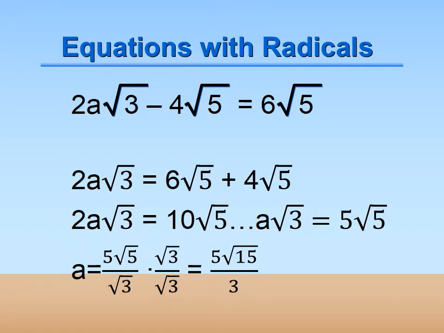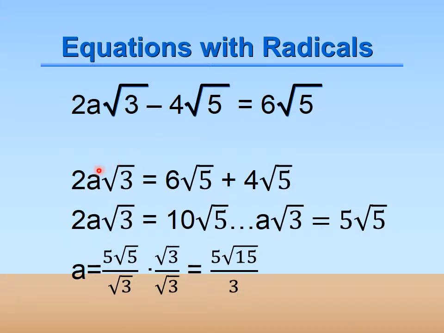2a square root of 3 minus 4 square roots of 5 equals 6 square roots of 5. So remember, I'm trying to get a by itself. And just like any two-step equation, I'm going to get rid of the addition and subtraction first. So I need to get rid of this minus 4 square roots of 5. So I'm going to add 4 square roots of 5.